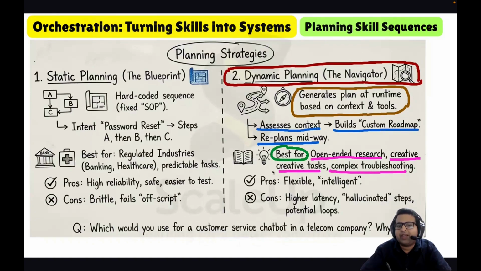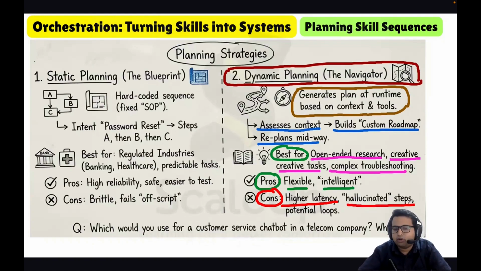So the pros of dynamic planning: it is very flexible and intelligent. The drawback is higher latency. It takes more time to plan. It might hallucinate, so it is prone to hallucinated steps or infinite loops. If dynamic planning is not properly bounded, it is prone to infinite loops or hallucinated steps. So those are the cons of dynamic planning.